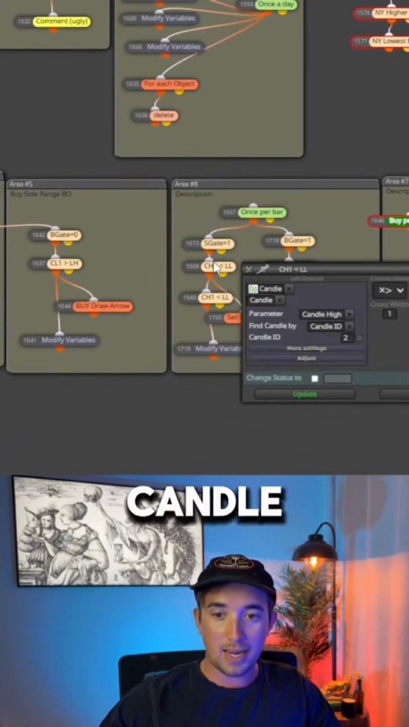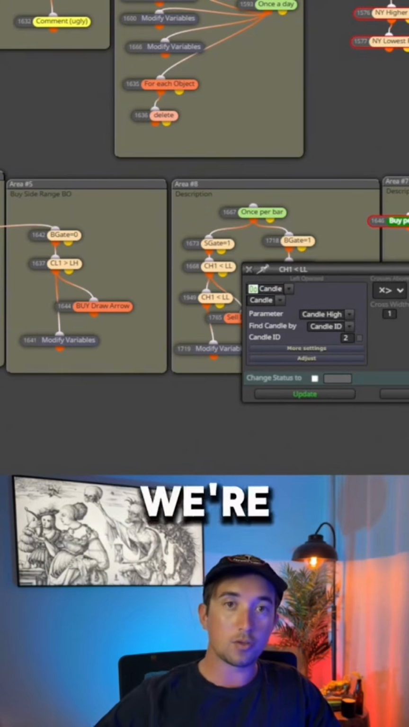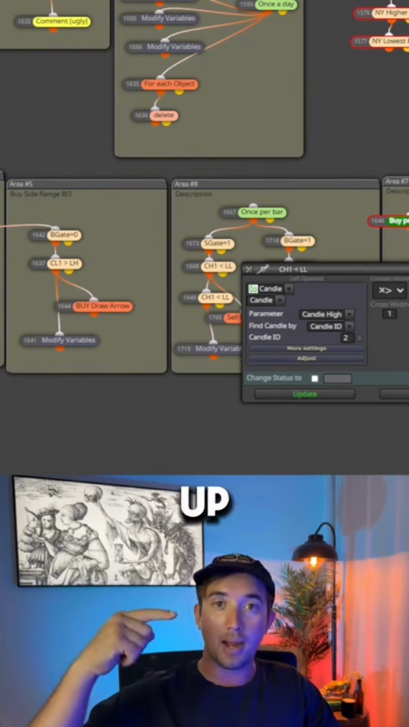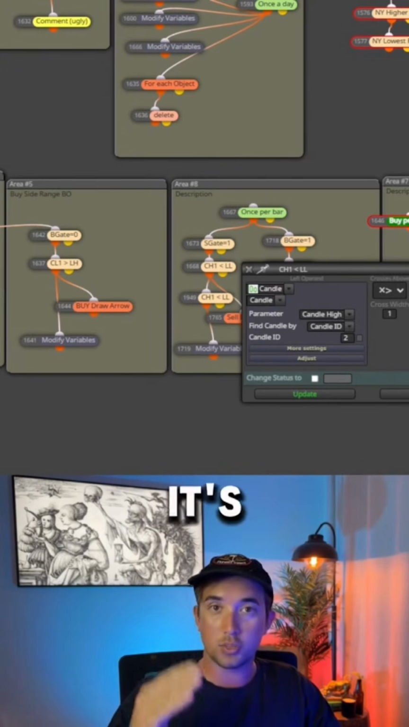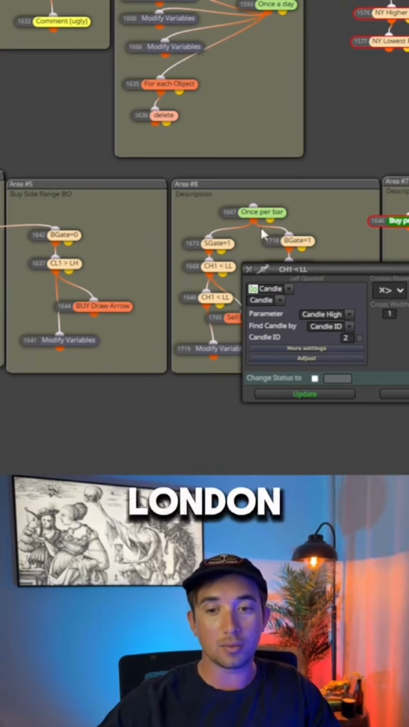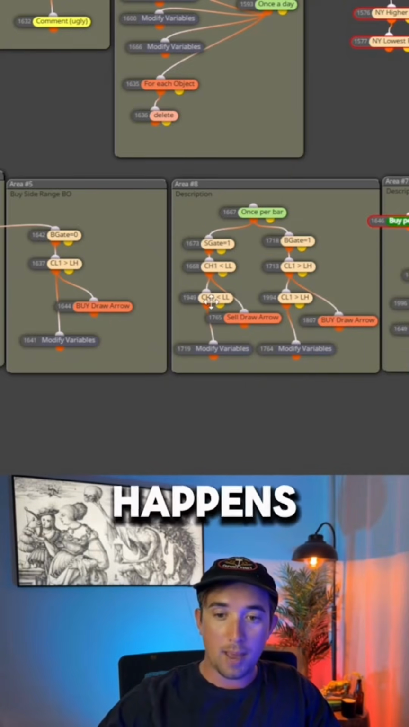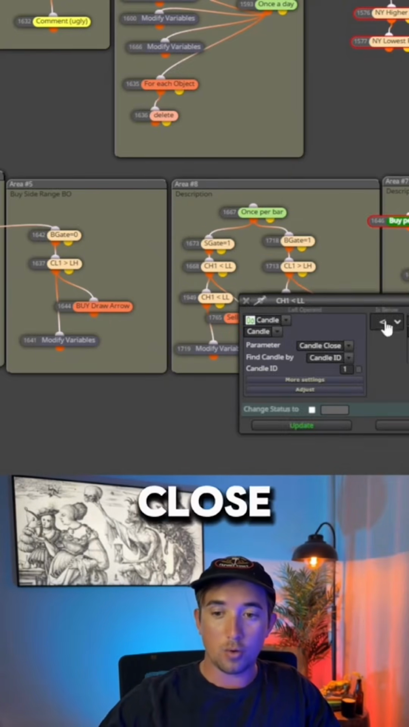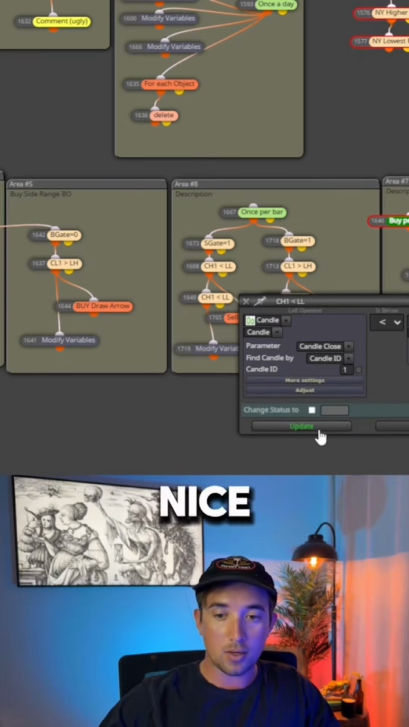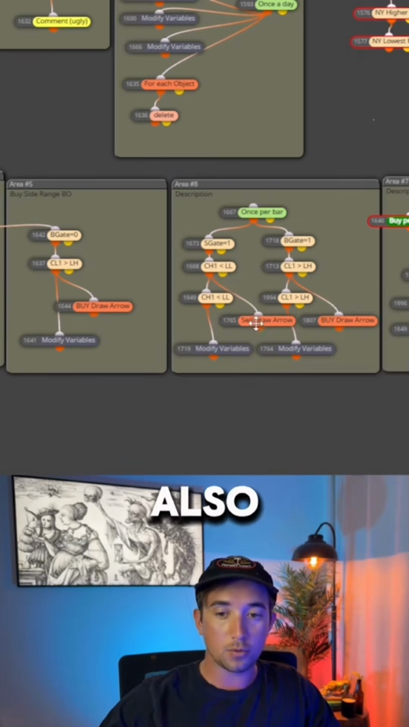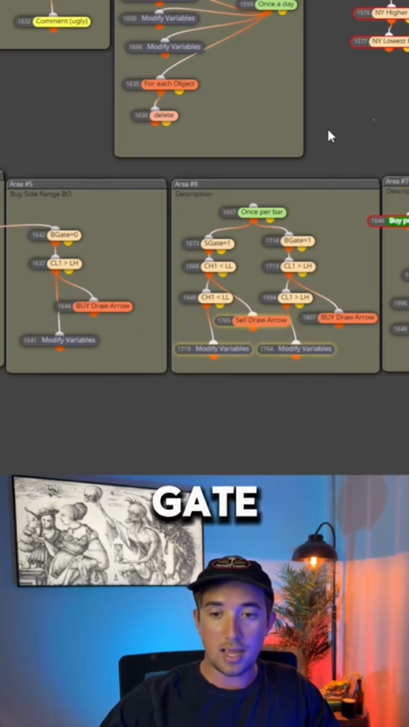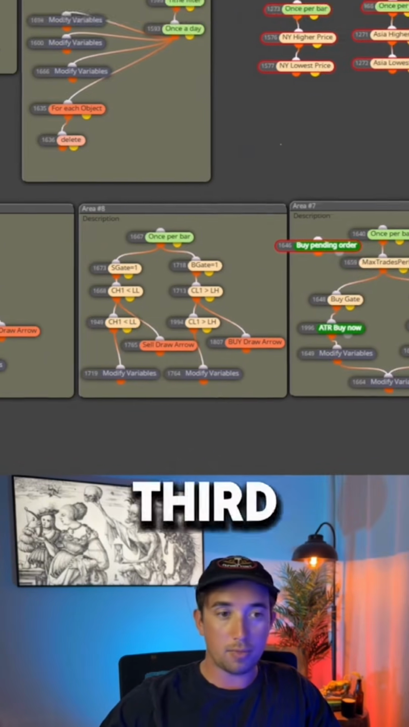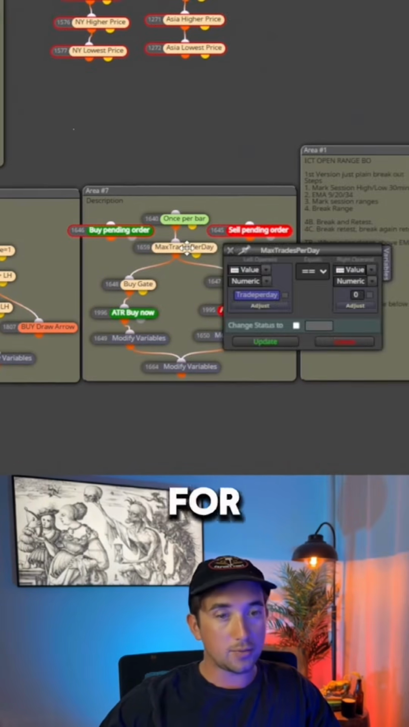So we're looking for that candle high then to cross above the London low. We're looking for that breakout, that break up above, but we want it to close back down below, so it's just rejecting that London high or London low from that session. Once that happens, we have our candle close below that London low, so that nice rejection, and we mark that also with a sell arrow and a buy arrow, and we close this gate off, which opens up the third and final gate and allows for maximum trade.